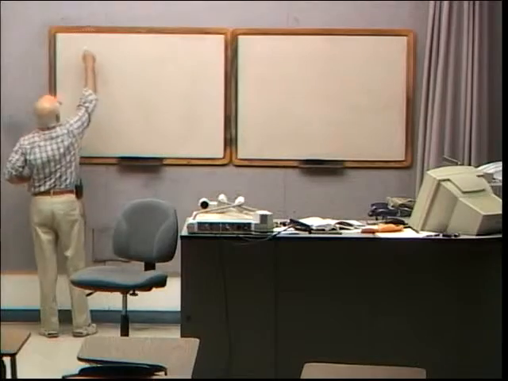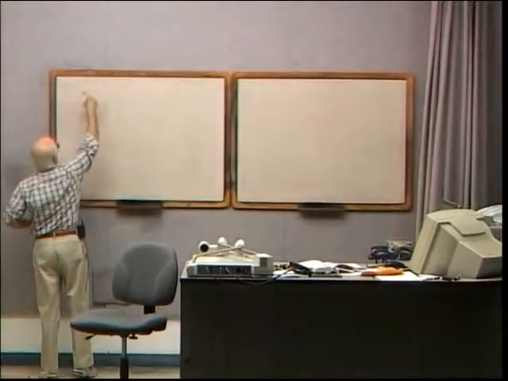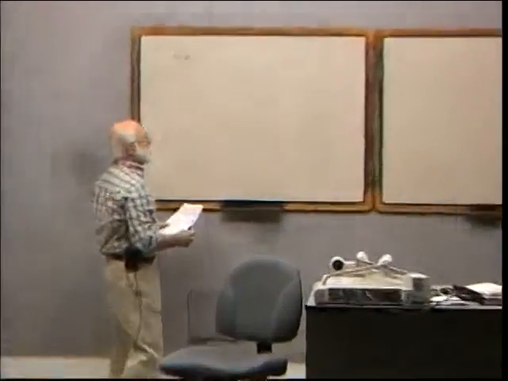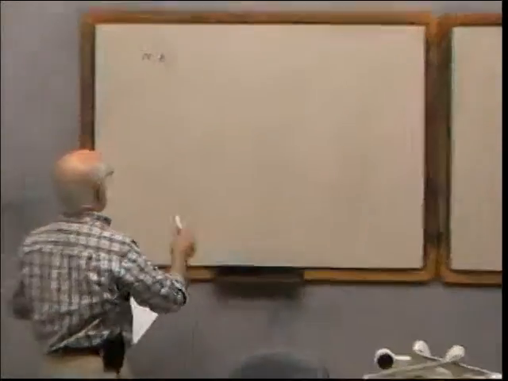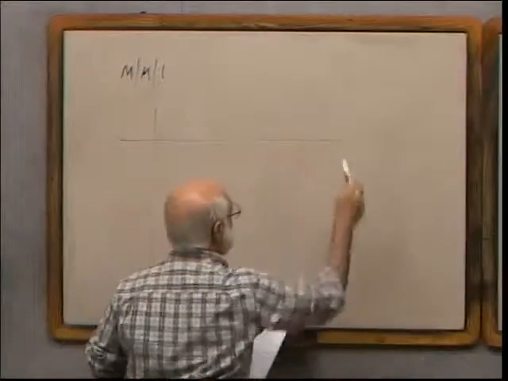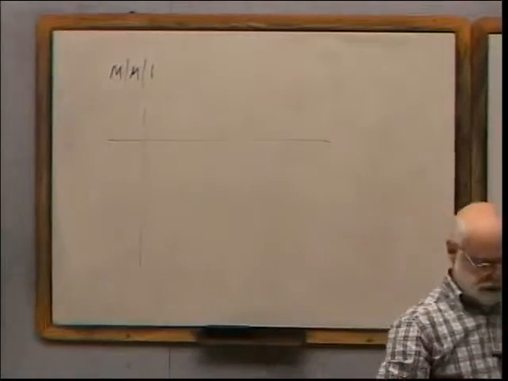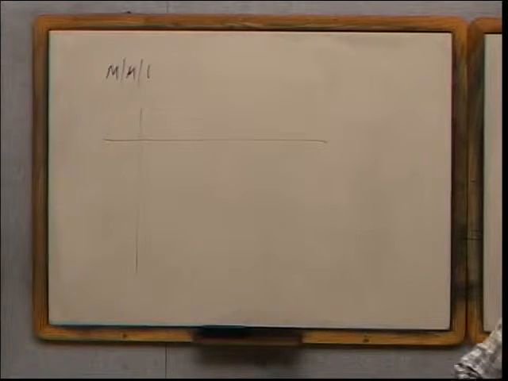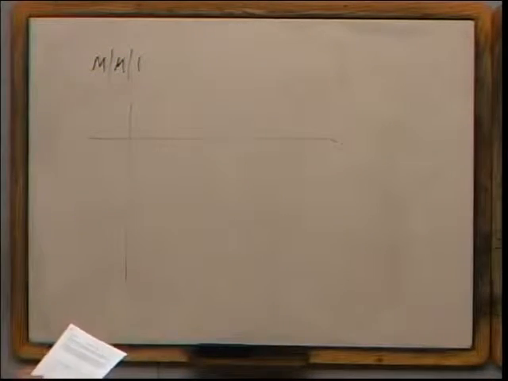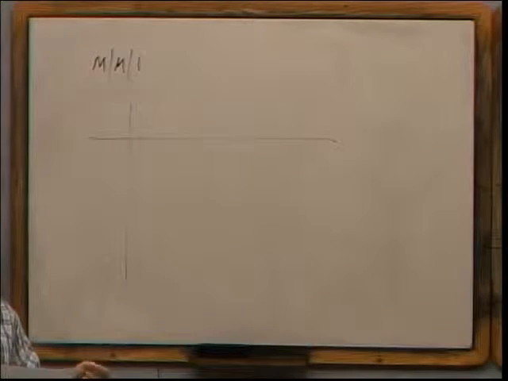So you have MM1. Now, for this you have to calculate some stuff. So let's see. You have this table. And you're going to do this for 2 cases. Case 1, you're going to have 0.8 Erlangs. And case 2, you're going to have 1.2 Erlangs.